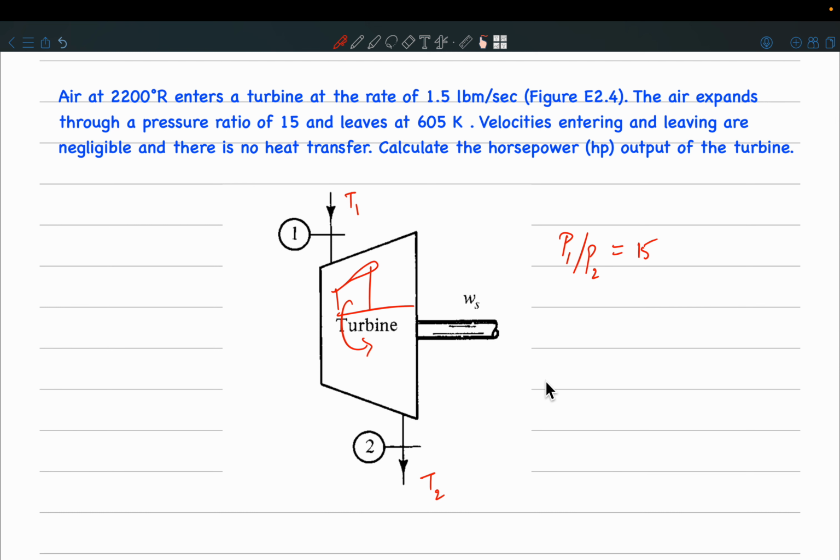So the velocities entering and leaving are negligible. So let us assume that the speeds are almost zero, right? And there is no heat transfer. So heat transfer actually occurs in a turbine, a lot of heat transfer occurs, but we are going to assume there is no heat transfer. So you have to calculate the horsepower output of the turbine. So how will you proceed?